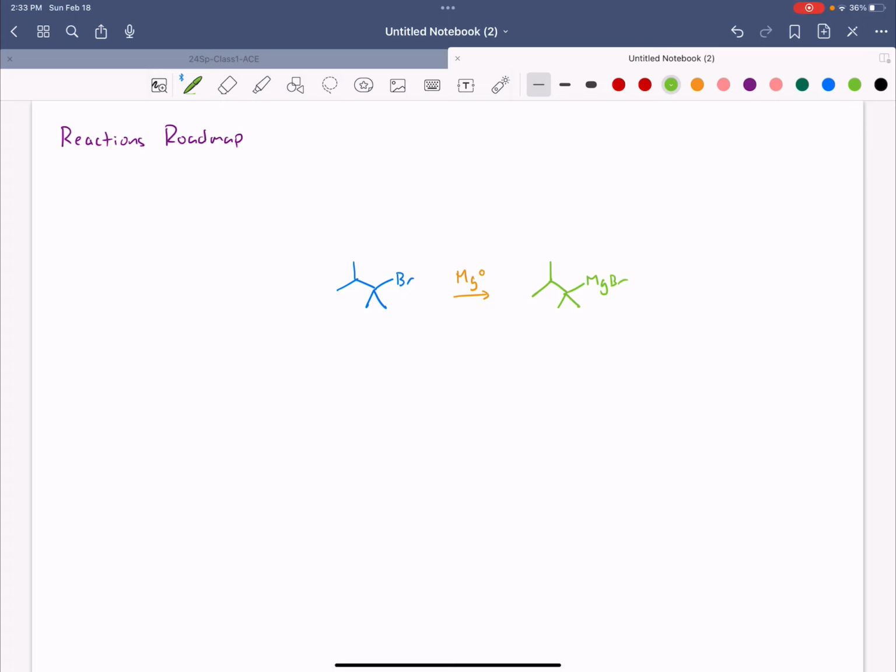Okay. In notes, let's see. We don't need to know the mechanism for this, but I'm going to put here a little note. Use aprotic. And so an example of an aprotic solvent is ether, diethyl ether. The other note is also, you could make an organolithium.